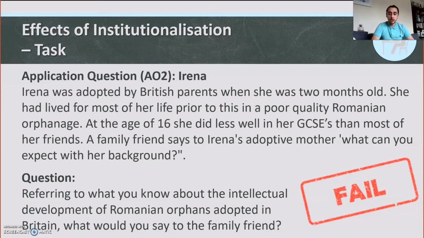Right. Last application question. Irina was adopted by British parents when she was 2 months old. She had lived for most of her life prior to this in a poor quality Romanian orphanage. At the age of 16, she did less well in her GCSEs than most of her friends. A family friend says to Irina's adoptive mother, "What can you expect with her background?" Referring to what you know about the intellectual development of Romanian orphans adopted in Britain, what would you say to the family friend? Give that a go.